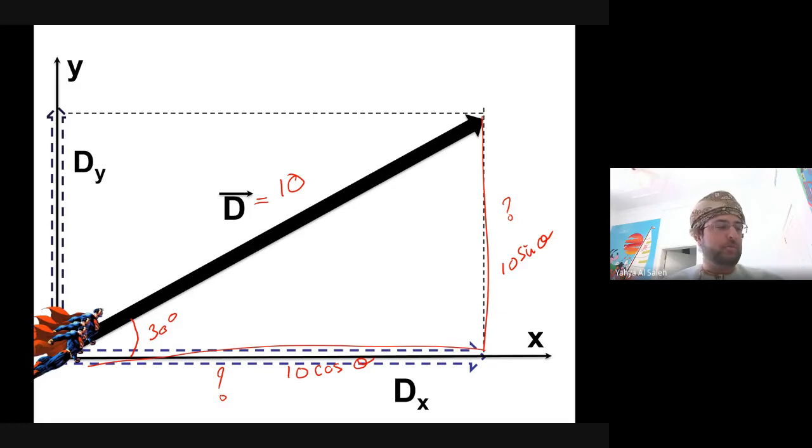The 10 cosine theta we call d with subscript x, because here it is named d. If it were named smiley face, it would be smiley face x. And this is dy.